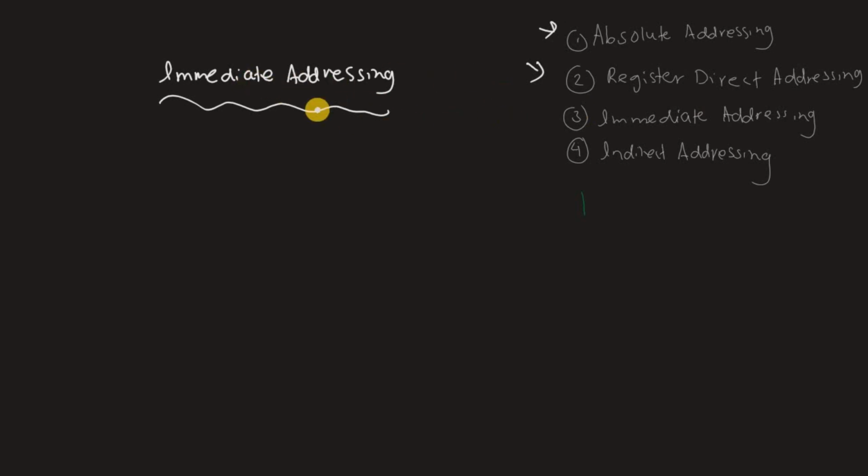Let's continue here with immediate addressing. In immediate addressing, you will always have the operand encoded into the instruction. For example, you will have add R1, and then this -12 over here. This -12 is going to be encoded into the instruction.